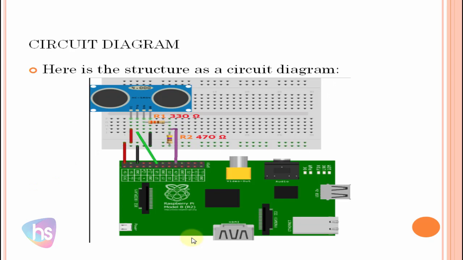See, this is the circuit diagram. Here is the structure, the circuit diagram showing the pictorial representation. This is the breadboard where we are going to connect the pins of the sensor module. The R1 resistor, 330 ohms, should be connected like this, and this is the R2 resistor, 470 ohms, connecting from here to here.